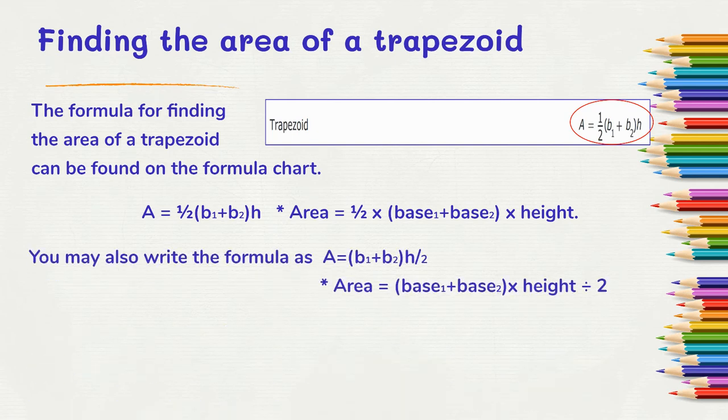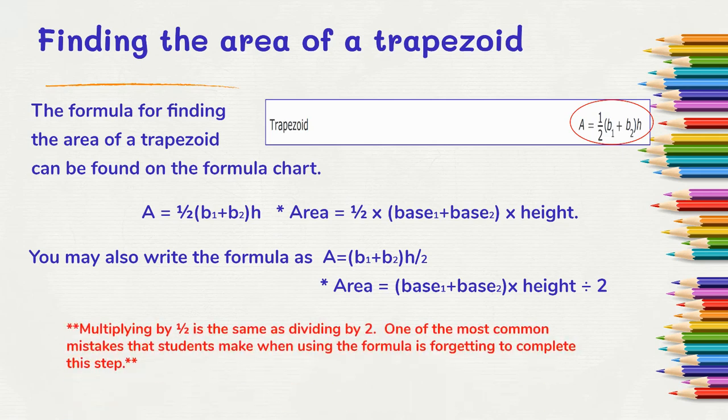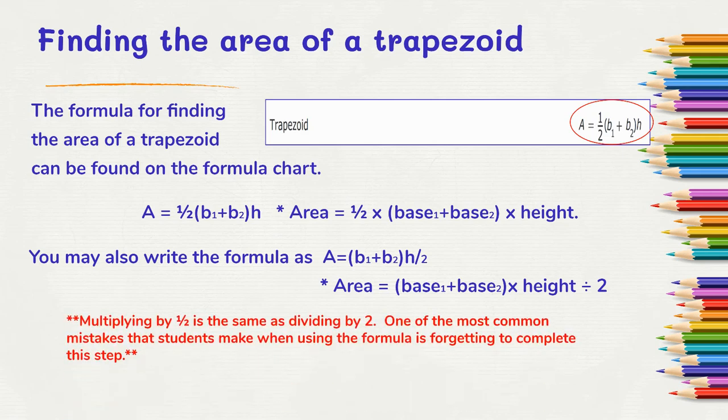You can also write the formula as A equals base 1 plus base 2 times H divided by 2. So area equals the base 1 plus the base 2 times the height, and we can divide it by 2. So remember, multiplying by 1/2 is the same as dividing by 2.